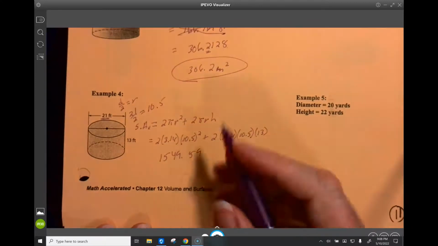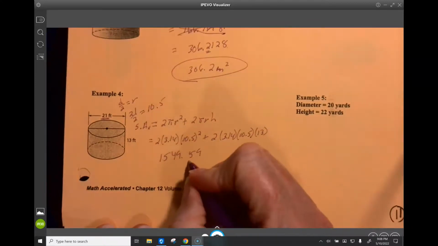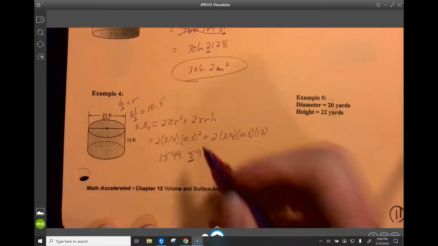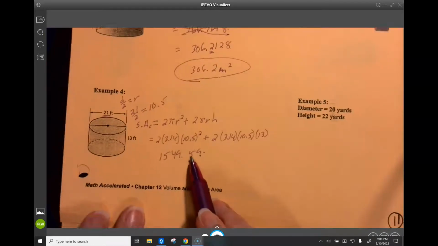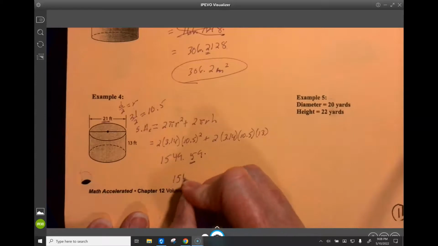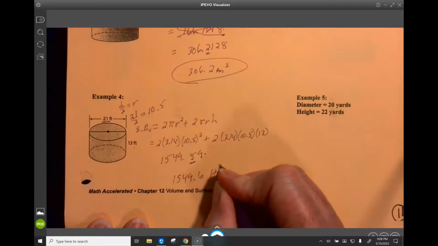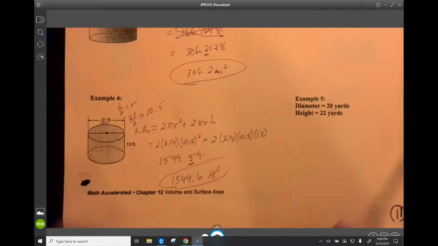But I have to label it, and I have to round it to the nearest tenth. So here's the nearest tenth. If it's 5 or above, I give it a shove. 4 below, I let it go. So it's above 5, I give it a shove, so I add 1. 1549.6 feet squared. There's our answer. Oh, yay!